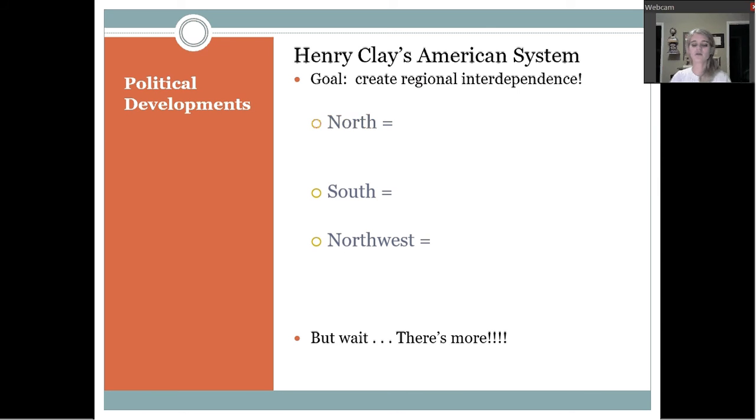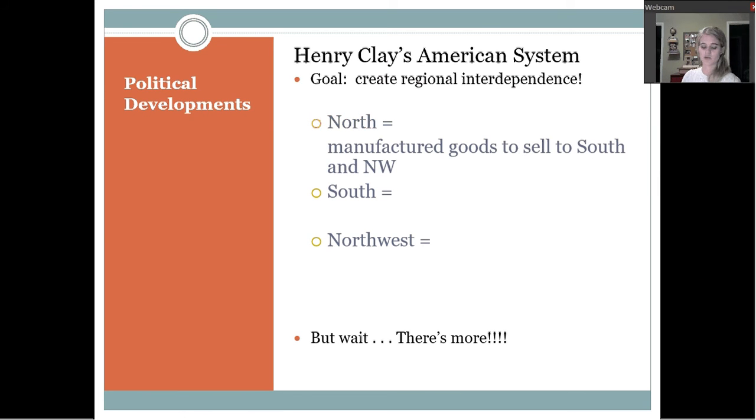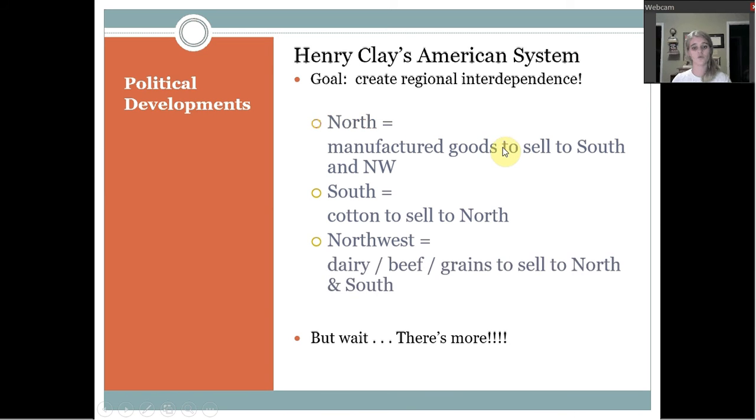So here's how he proposes this happen. The first thing that he wants to do is say, hey, North, you sell your manufactured goods to the South and the Northwest, right? That's kind of that territory region. The South sells cotton to the North, right? So you sell cotton to the North, they make it into textiles and sell it back to the South. The Northwest, they have dairy and beef and grains, they're a farming country. They sell all that to the North and South, right? So they get their food. So this is how he sees everybody all depending on each other, right? It's all about a very intricate system of who buys what and who needs what and what raw materials we have and that sort of thing. But that's not all. There's more to the American System.